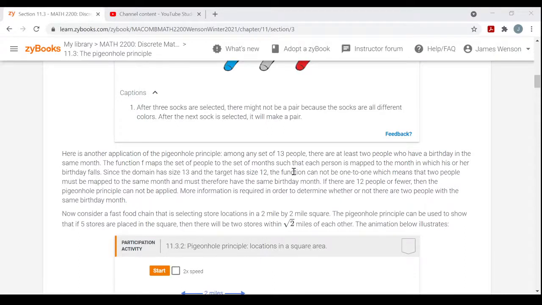Now, if there are 12 or fewer people, then the pigeonhole principle can't be applied, right? Because if you had 12 people in the domain, 12 in the target, it could be 1-to-1.